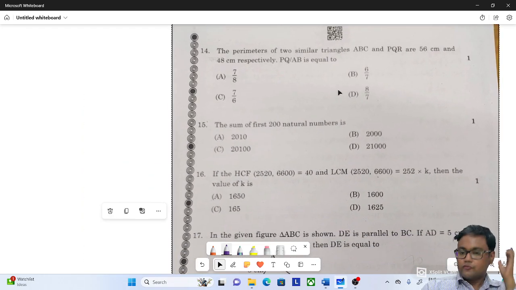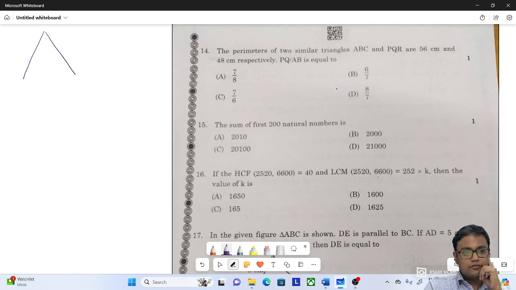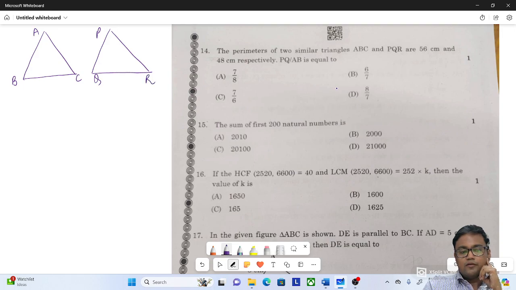The perimeters of two similar triangles ABC and PQR are 56 centimeters and 48 centimeters. So, there are two similar triangles, children, ABC and PQR. If they are similar, see their order, how they are written. Triangle ABC is similar to triangle PQR, that is, this side AB corresponds to PQ.